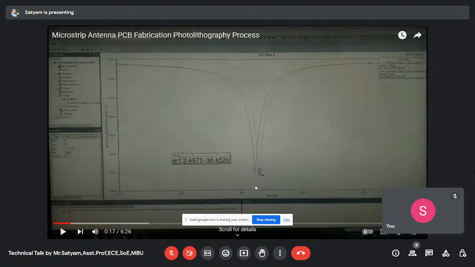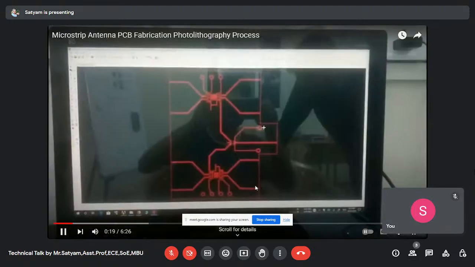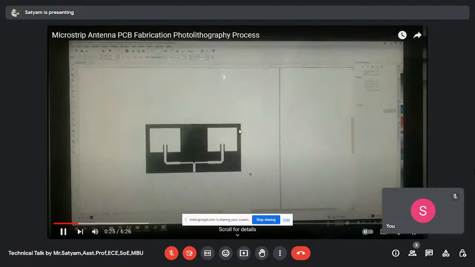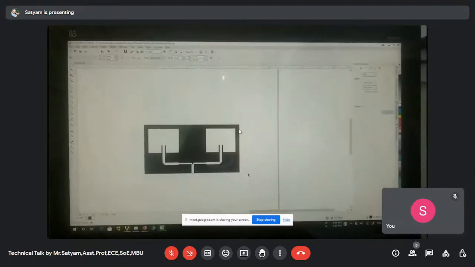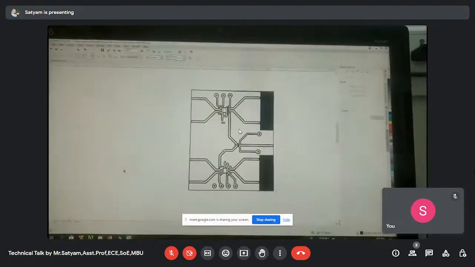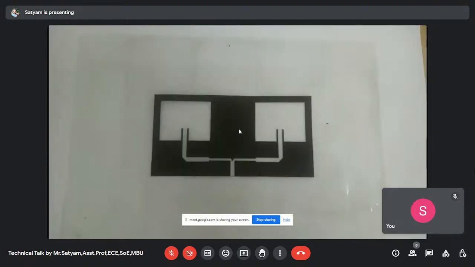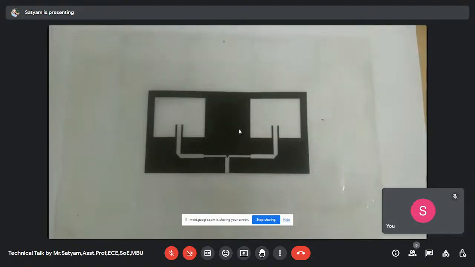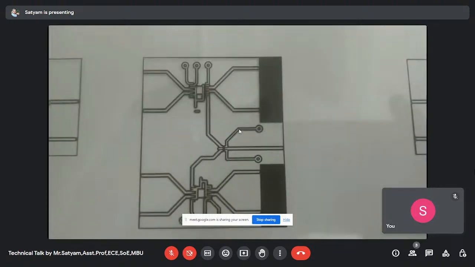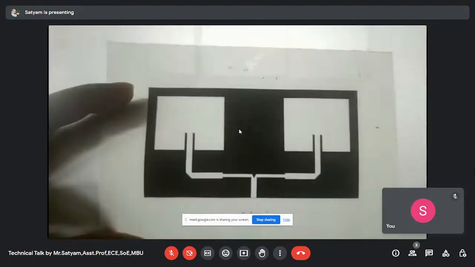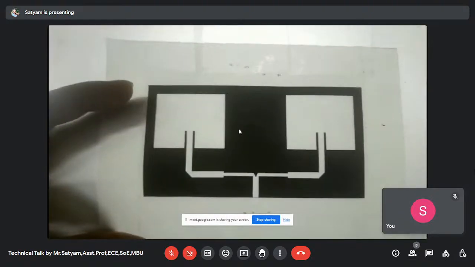We can also fabricate PCB designed using Eagle software. Different software tools such as CorelDRAW or AutoCAD can be used to prepare negative of the required design like antenna or circuit layout. The negative is printed on the trace paper. For better accuracy, it can be printed on the transparent sheets. We have printed the antenna negative on the trace paper.